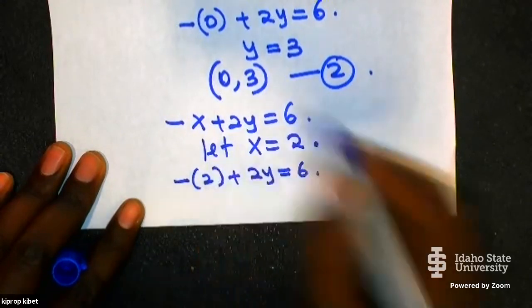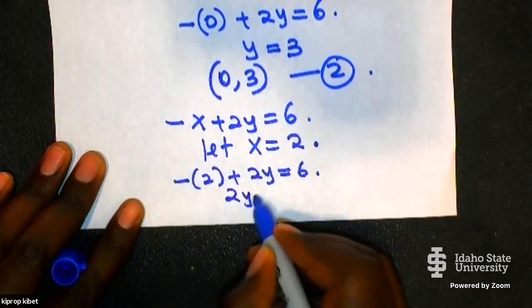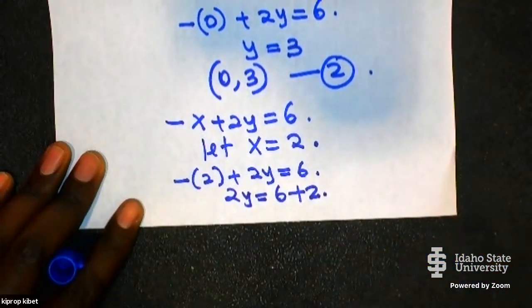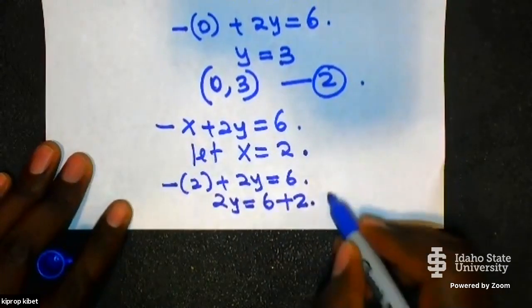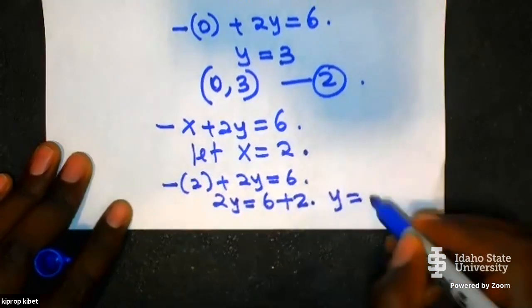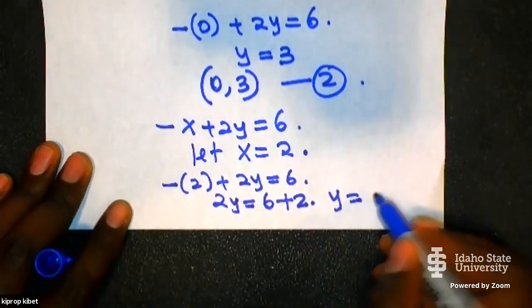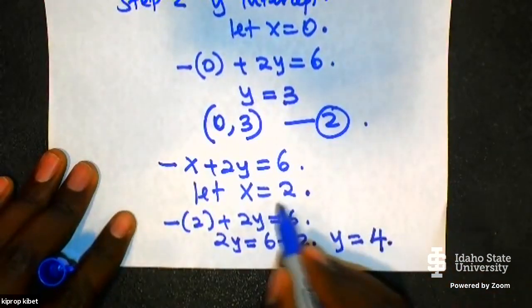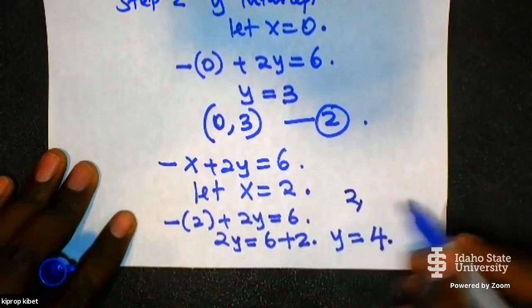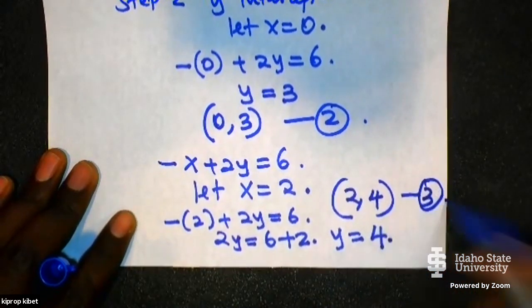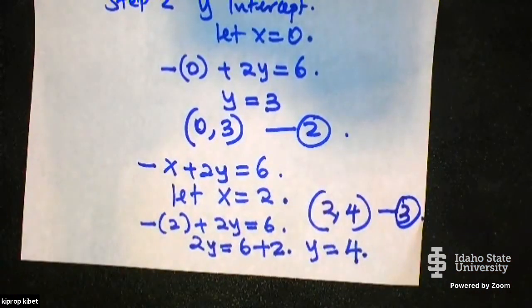Then you take this one to the other side. So 2y equals 6 plus 2. So y equals what? 6 plus 2 is 8, divided by 2 is 4. So we now have the point 2, 4. So we have the 3 points.